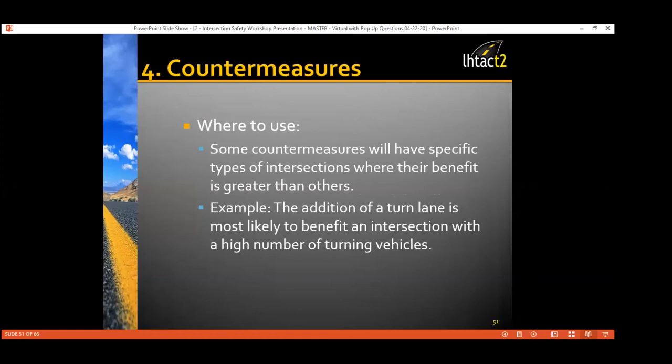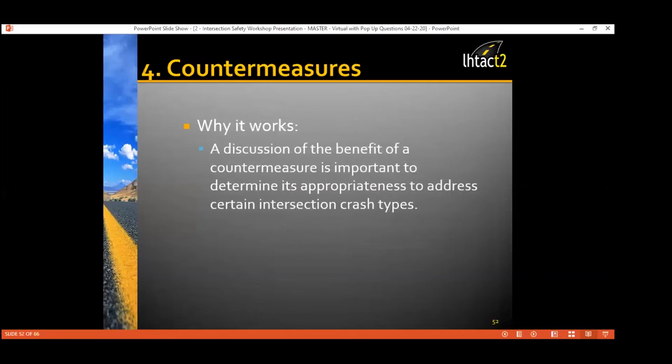Where to use it: some countermeasures will have specific types of intersections where their benefit is greater than others. As an example, the addition of a turn lane is most likely to benefit an intersection with a high number of turning movements or turning vehicles. If you're collecting volume at an intersection, part of your volume data will tell you how many of these vehicles are going straight and how many are turning. So where to use is important to put in our workbook.